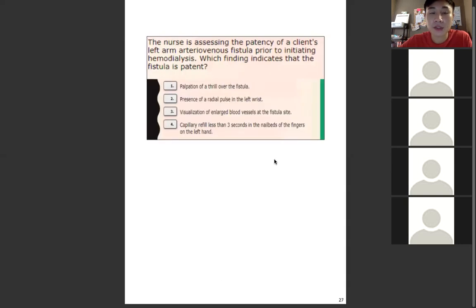All right, next question we have. The nurse is assessing the patency of a client's left arm arteriovenous fistula prior to initiating hemodialysis. Which finding indicates that the fistula is patent? This question is pure memorization content. So what do you guys think is the answer for this question?